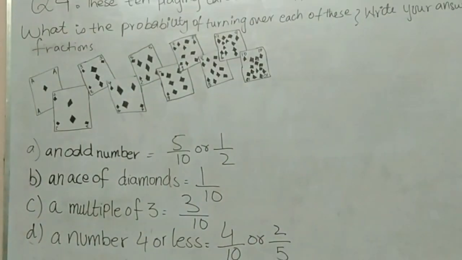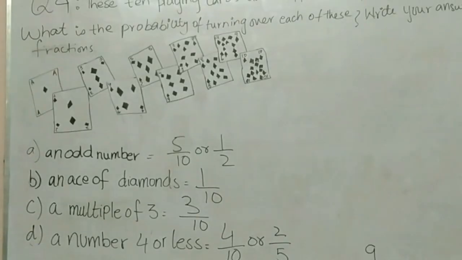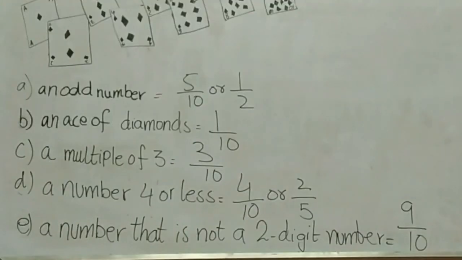Now take next example, E. A number that is not a 2-digit number. As you know, which numbers are 1-digit numbers till 10? Only 1, 2, 3, 4 till 9. These are all 1-digit numbers. From 10, the 2-digit numbers will start. So you will write 9 out of 10, because we have total 10 cards and 9 of them are 1-digit numbers. Now it's done. Is it simple? I hope you will understand it.